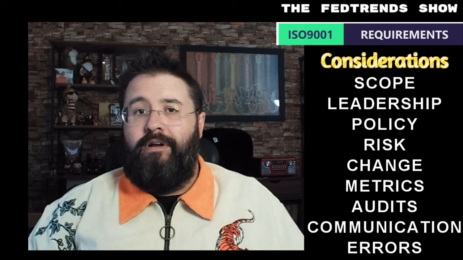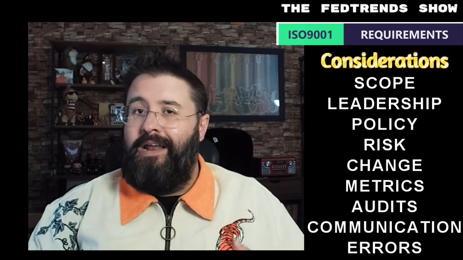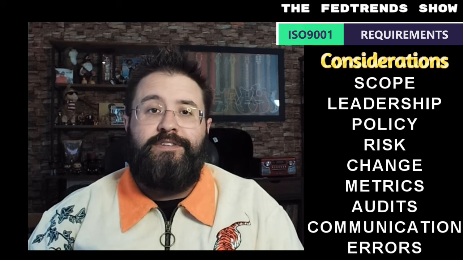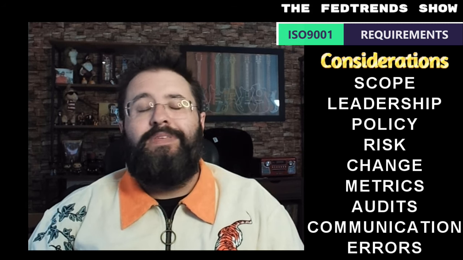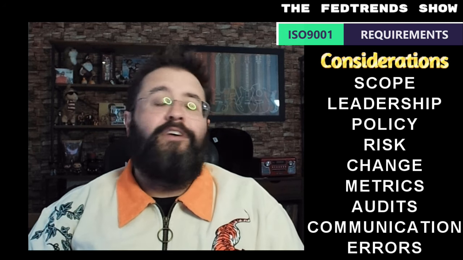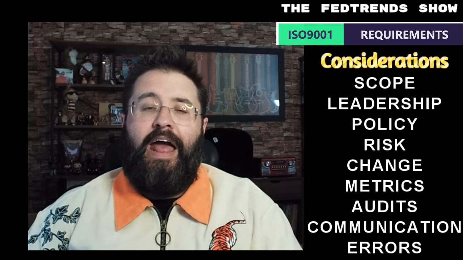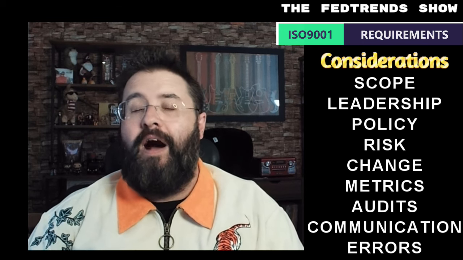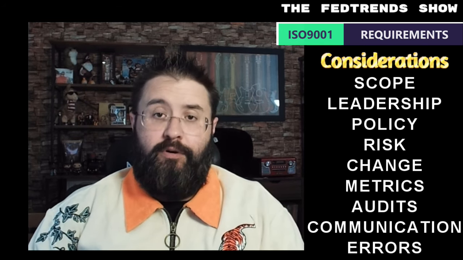Now, there are other things that you need to consider. Number one is scope. You've got to decide, is ISO 9001 going to be a part of the whole organization or just a project? It's easiest to put it across the entire organization because that doesn't mean everything in your organization has to be ISO compliant. It means you have the entire organization to go find an example of where you're doing a thing.